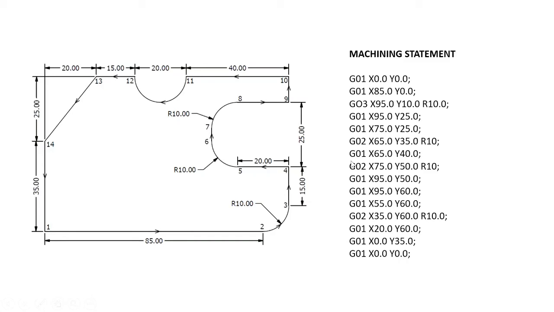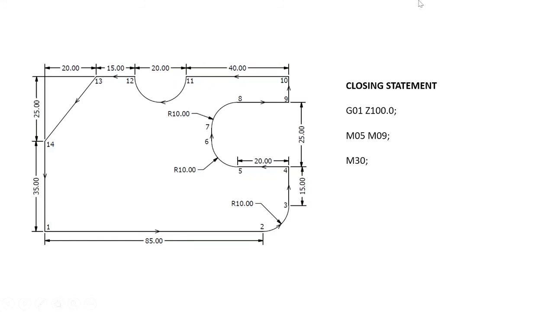For block 7, we'll have a linear one, G01, X 95 and Y 40. And moving on to block 8, we will have clockwise rotation. We have G02, X 75 and Y 50, and it's all the same for the remaining pass until it reaches the origin.